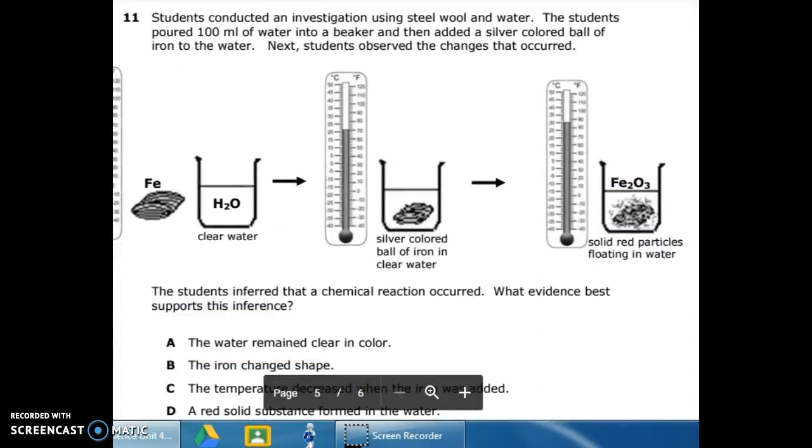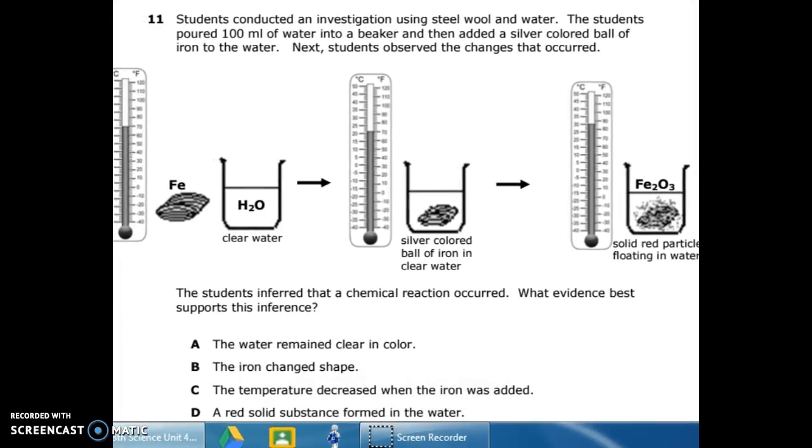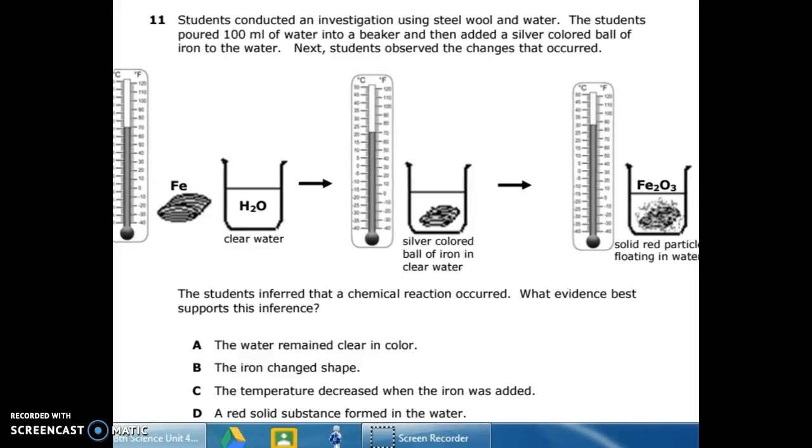Question 11. Students conducted an investigation using steel wool and water. The students poured 100 milliliters of water into a beaker and then added a silver-colored ball of iron into the water. Next, the students observed the changes that occur.